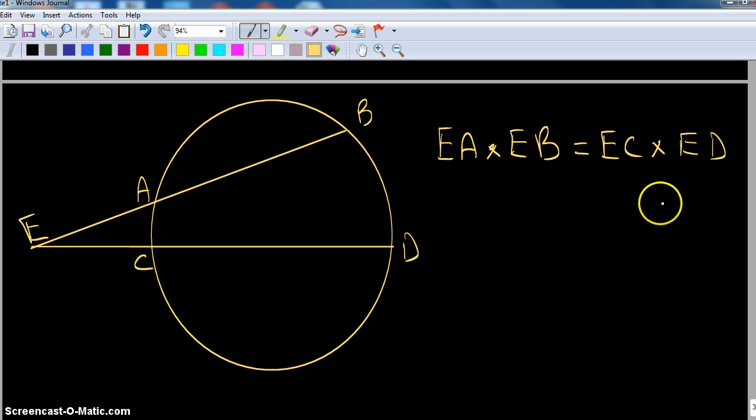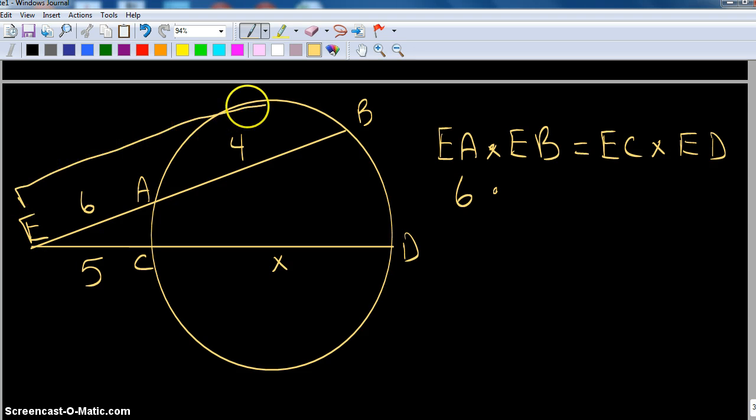So let's do a question that's going to help do that. So then let's say that this is 6, that's 5, that's 4, and we'll call this X. Right? So EA is 6. 6 times EB. Now from E all the way to B, there would be 6 plus 4 would be 10. 6 times 10 would give you 60.